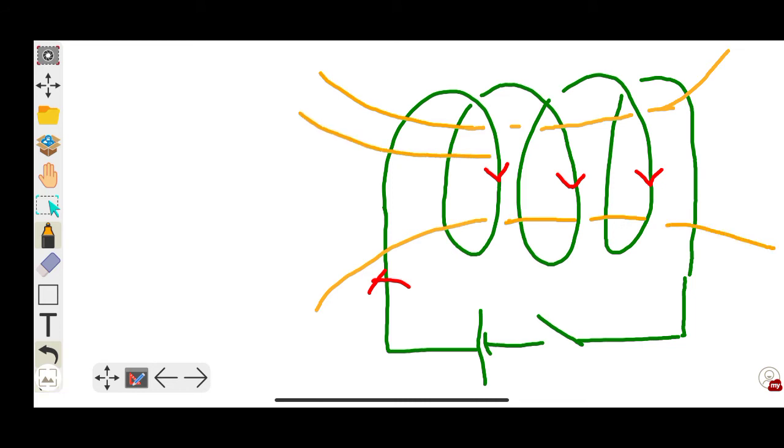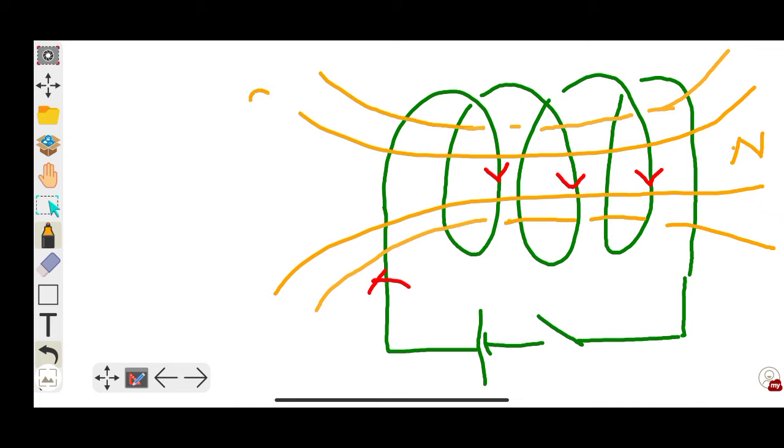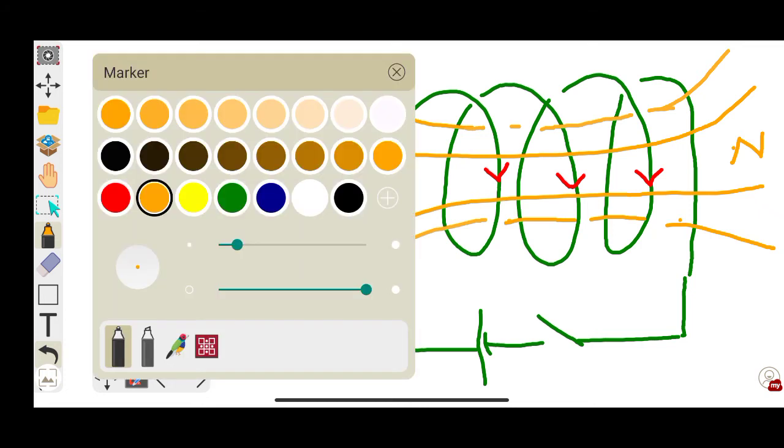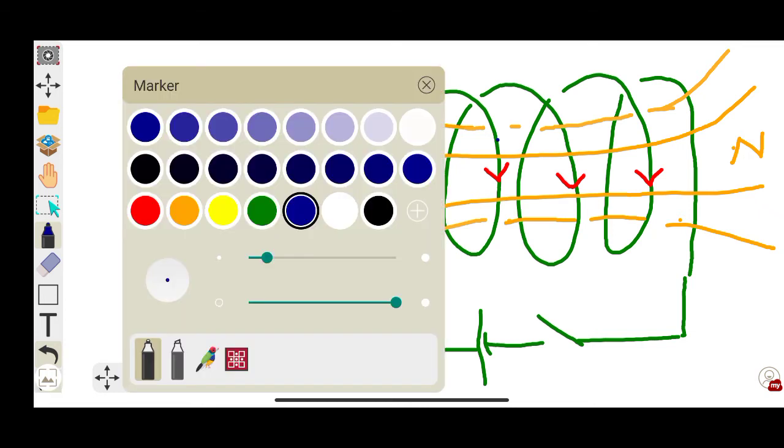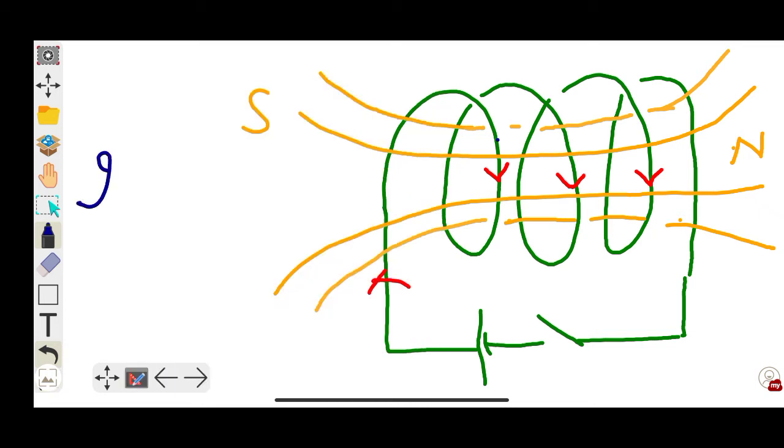Let me take some more lines. This will be the north face and this will be the south face, because of the rule to find out the direction of the magnetic field. Now because the flux in this coil is changing, an EMF will be set up in the coil. If I take one turn, I'll write E in one turn of the coil.